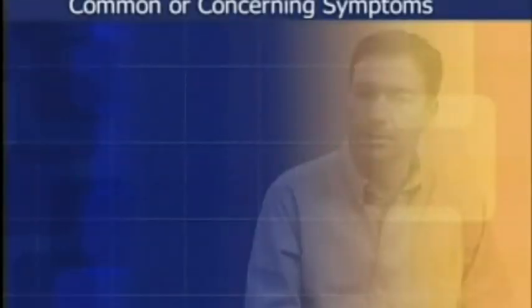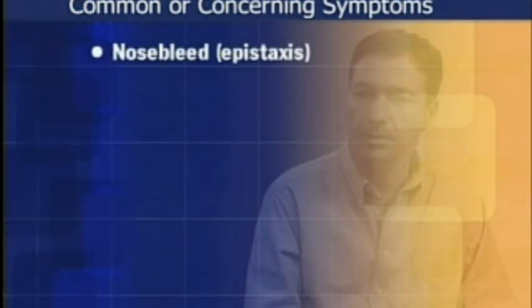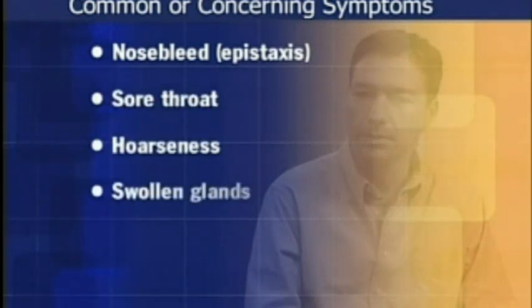In either case, you'll record the patient's chief complaint, along with common or concerning symptoms. Common or concerning symptoms relating to the nose, mouth, and neck include nosebleed or epistaxis, sore throat, hoarseness, swollen glands, and goiter. By eliciting the patient's concerns before the examination, you prepare for an examination that is efficient and productive.